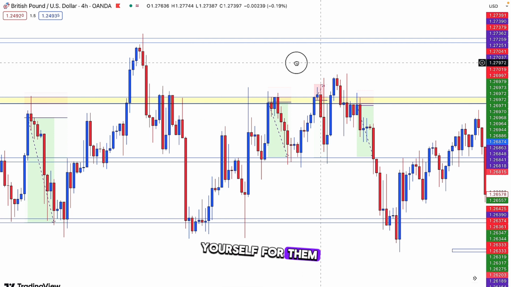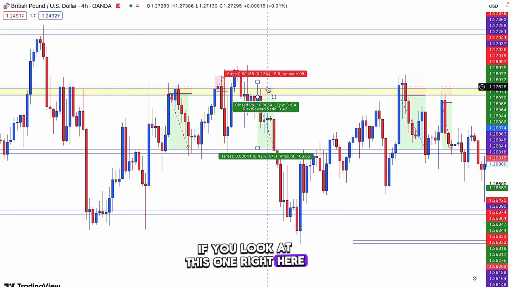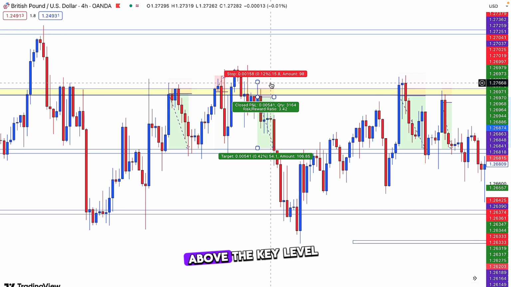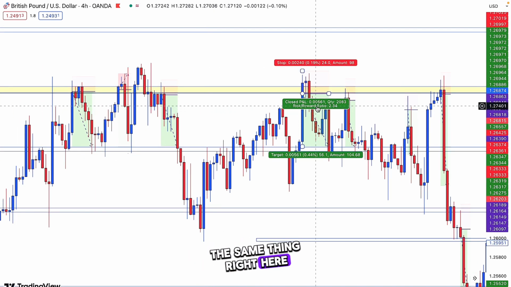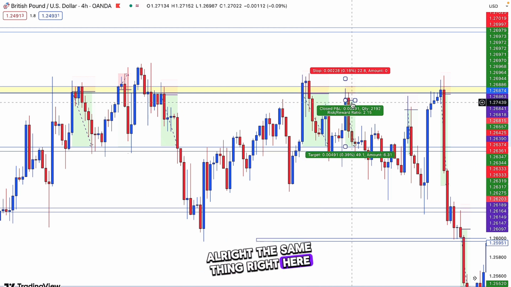You're going to be like, your village people are coming for you all the time, but you're the one just setting yourself up for them. If you look at this one right here, I set the stop loss a little bit above the key level and the market went in profit. The same thing right here. All right, the same thing right here.